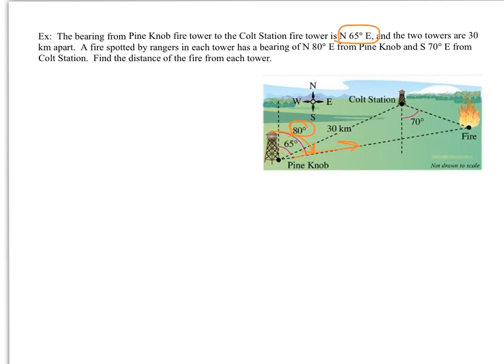And then it has a bearing of, sorry, I'm going to erase that quick just so that it's not in the way for our work later. Has a bearing of south 70 east, so that would be this direction from Colt Station. So that's where those numbers are coming from in this picture. Our goal, when we start working on solving, will be to find the distance of the fire from each tower. And we'll be able to apply either law of sines or law of cosines.